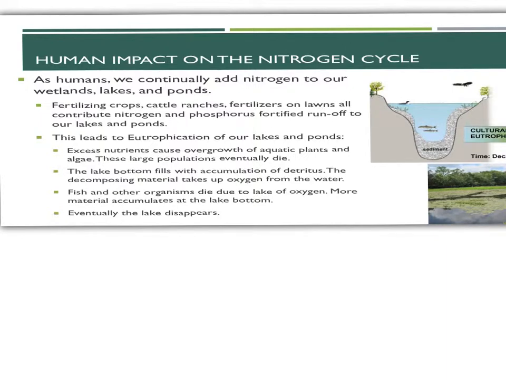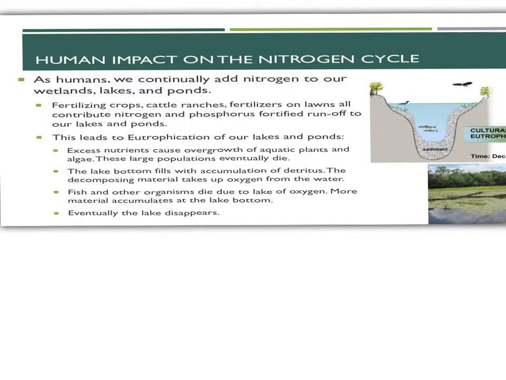So we could talk about the phosphorus cycle, but I'm not really focusing on that. But the point is, all of this stuff, when it rains, it runs right off into lakes and ponds. It just runs right in there. This causes something called eutrophication. Very important concept to understand. Eutrophication is death of a lake, basically.